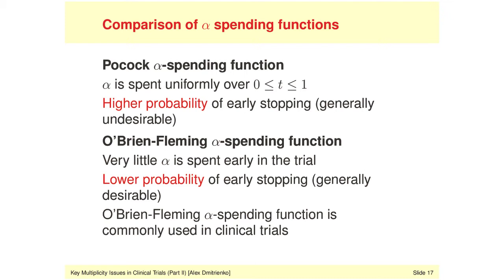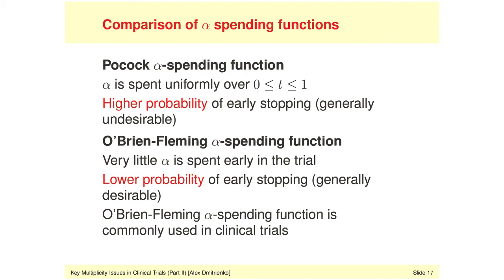In some sense, a stopping boundary based on the Pocock alpha spending function represents one extreme, and the other extreme is a stopping boundary derived from the O'Brien-Fleming alpha spending function. We saw on slide 16 that very little alpha is spent early in the trial when this approach is considered, and this results in very small adjusted significance levels at early interim looks compared to the critical values used in traditional designs with a fixed sample size.